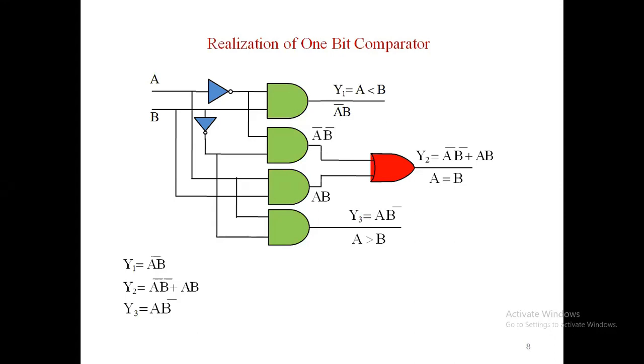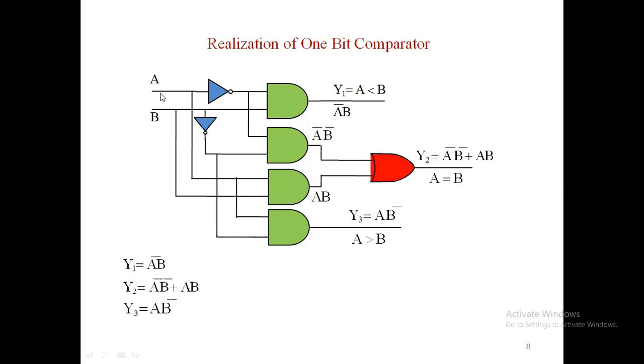Or 1 is less than 0? 1 is greater than 0 is true. 1 is less than 0 is false. 1 is equal to 0 is false. So here the a value is 1, and the b value is 0.